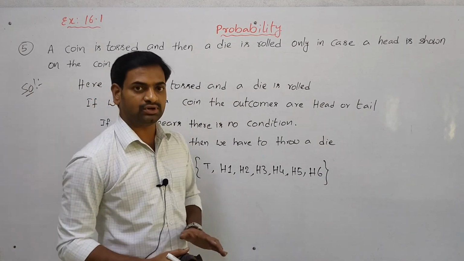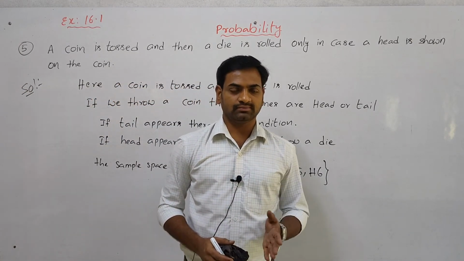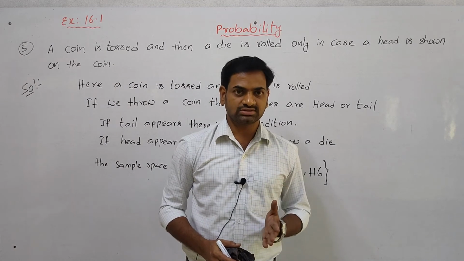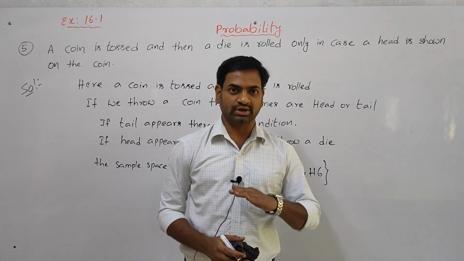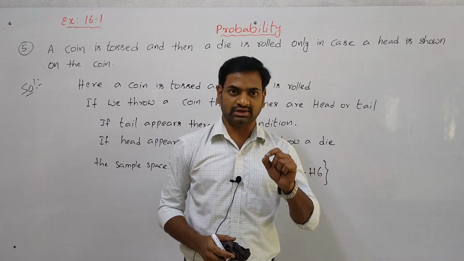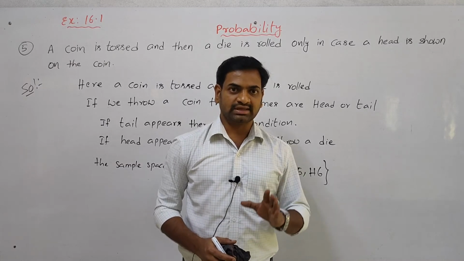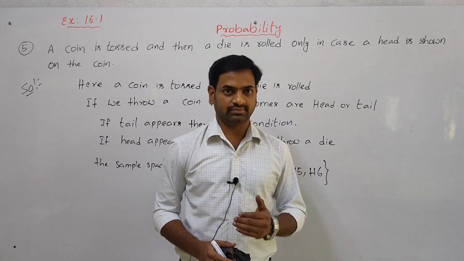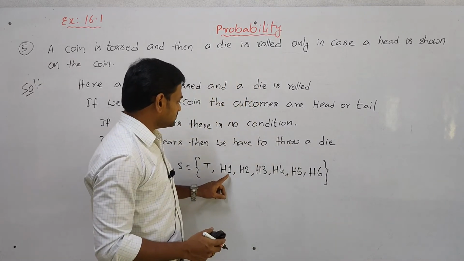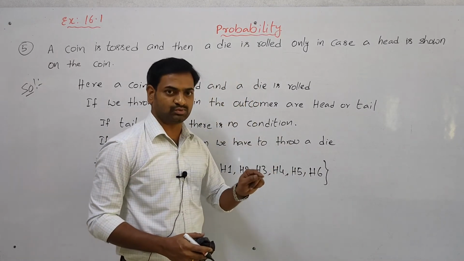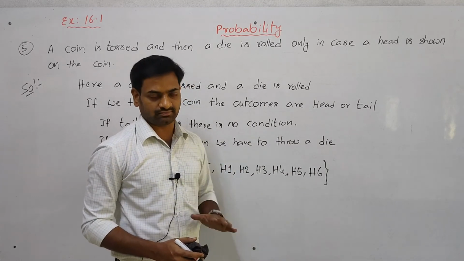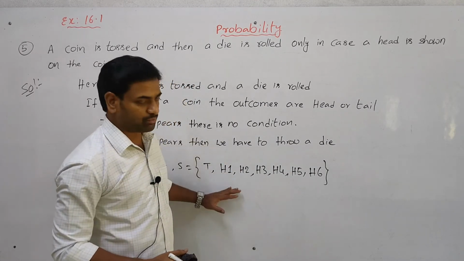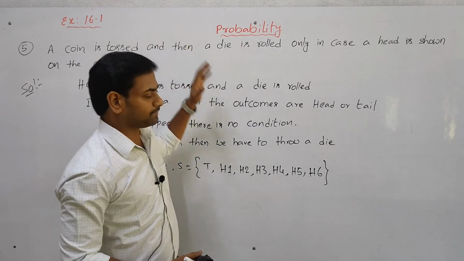It is very simple. If we toss a coin, if it shows tail means there is no condition, you just have to write tail. If it shows head, then we have to throw a die. So with the head, 6 possibilities are there, 1 to 6. So it is the sample space for this problem.